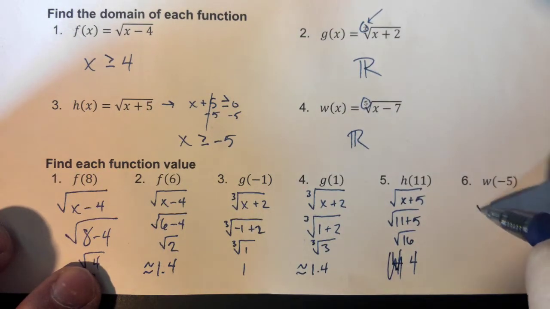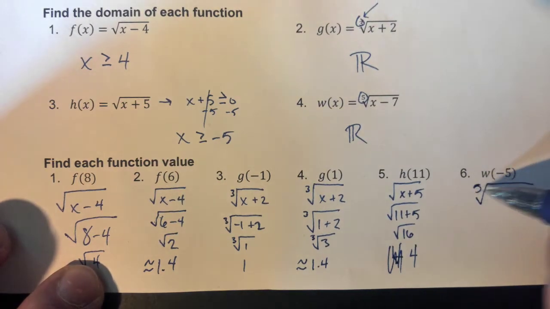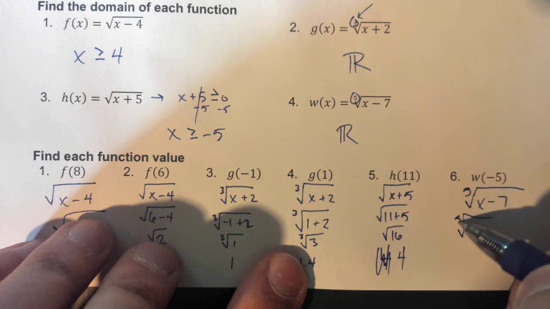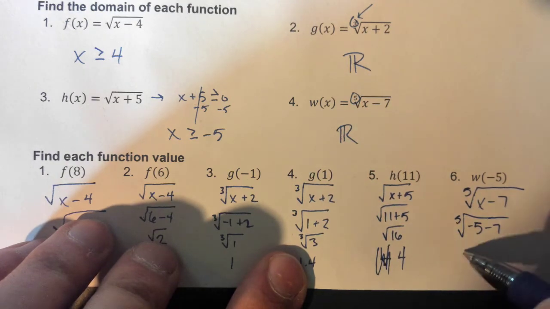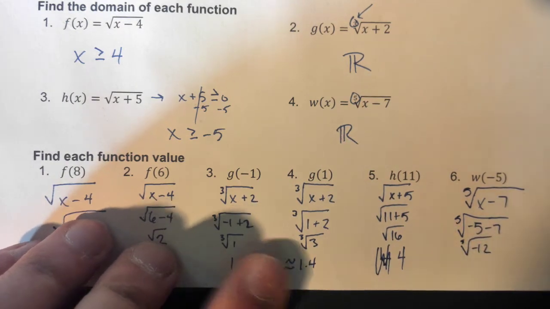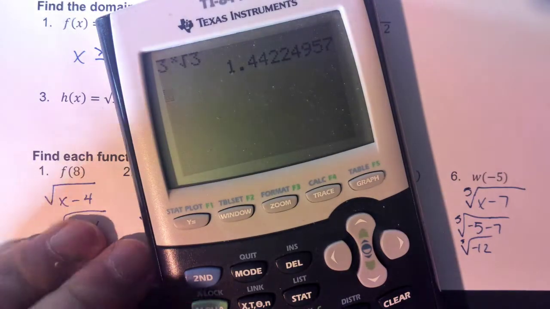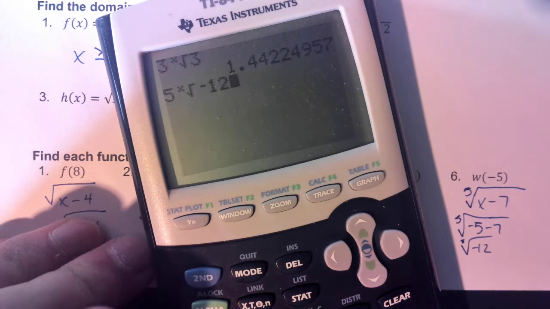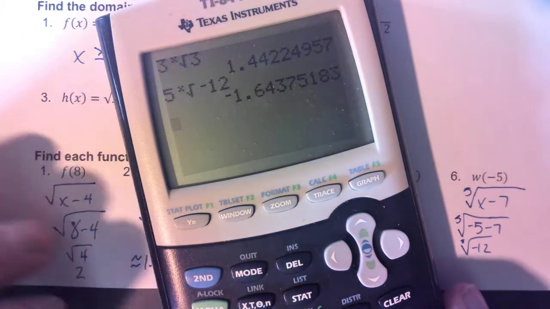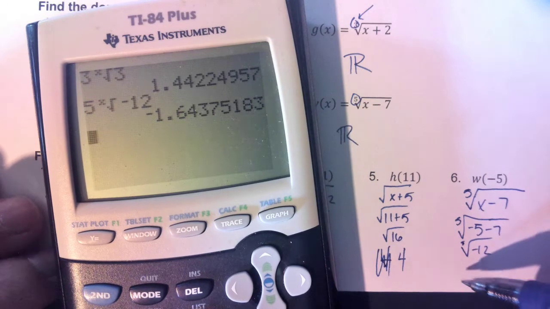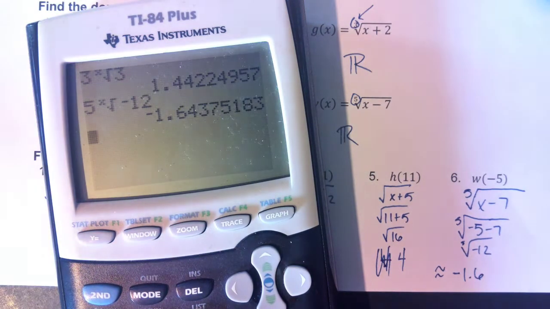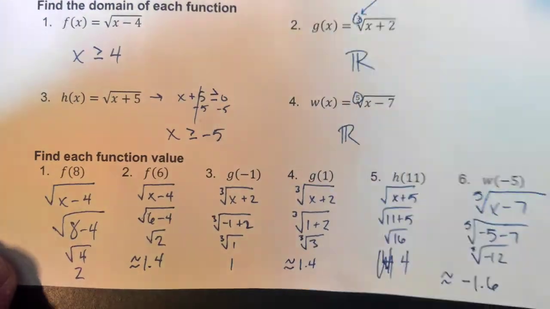On 6, do a negative 5. So the fifth root of x minus 7 for the w function. So that would be the fifth root of negative 5 minus 7 more. So that's the fifth root of negative 12. That one does not come out to be a whole number. So again, you're going to type it into your calculator. Fifth root of negative 12 comes out to be about negative 1.6. If you need any help with that, let me know.